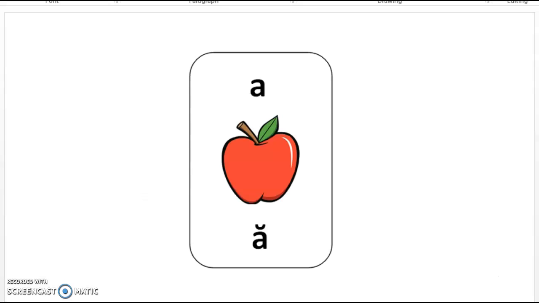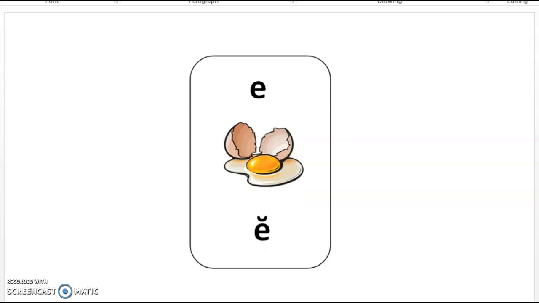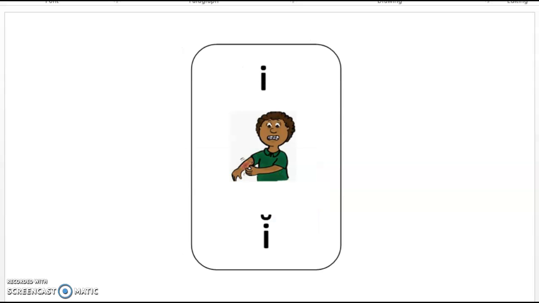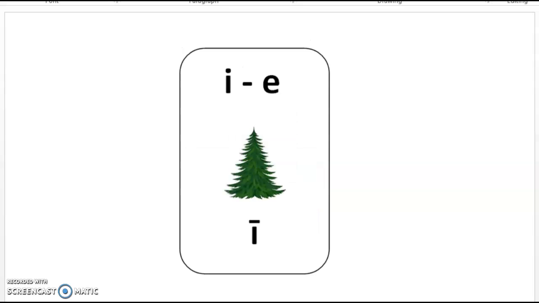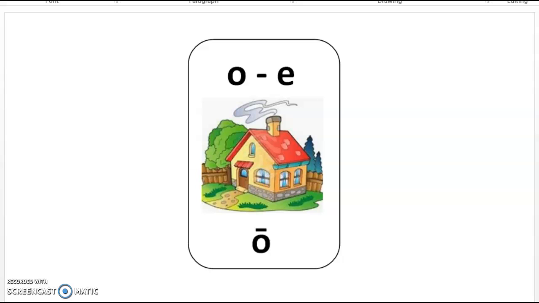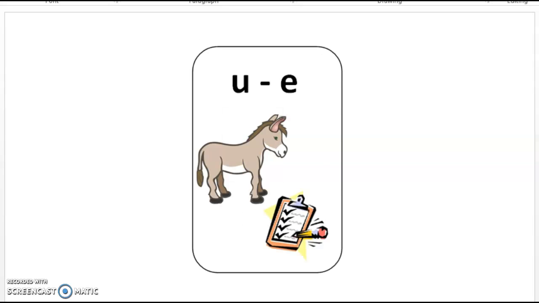A, apple, A. A, safe, A. E, egg. E, jeep, E. I, itch, I. I, pine, I. O, octopus, O. O, home, O. U, up. U, rule, U. U, mule, U.